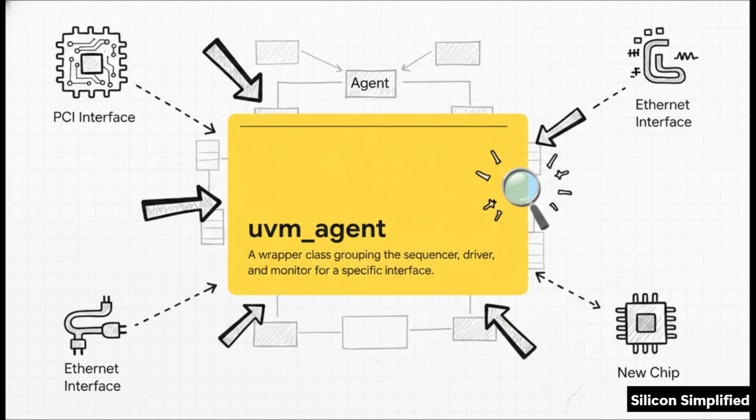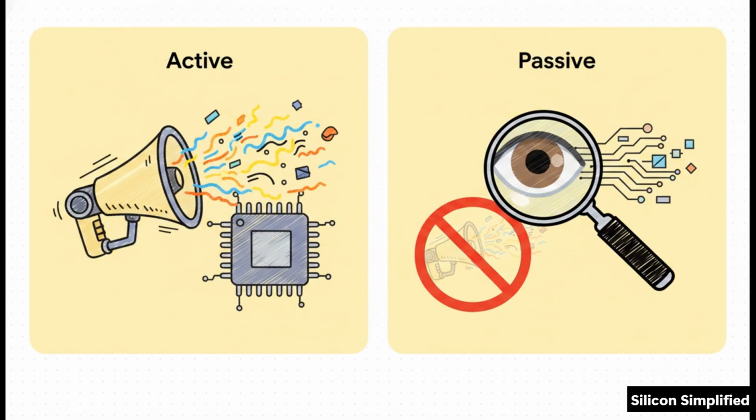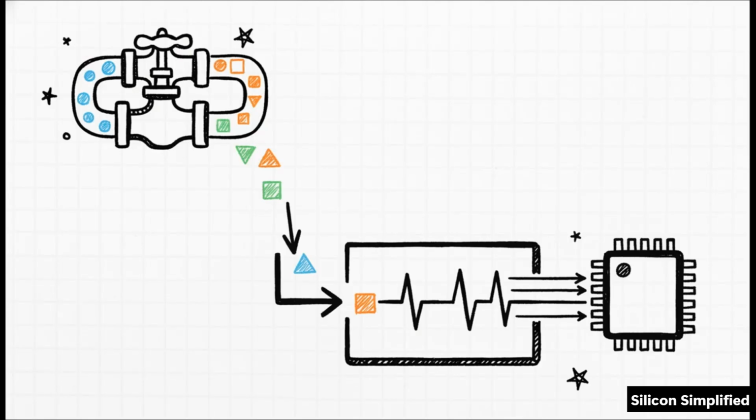You're going to have a dedicated PCI agent and a completely separate, dedicated Ethernet agent. This keeps your structure highly modular. If you need to verify a brand new chip tomorrow that also uses Ethernet, you just copy and paste your entire Ethernet agent over. Boom, done. What's fascinating here is how the agent's internal workings elegantly split into 2 distinct camps: the active participants that physically talk to the design under test and the passive observers. When an agent is configured as active, it uses its sequencer and driver to push data into the hardware. But when it's configured as passive, the sequencer and driver are actually disabled and only the monitor remains active to silently watch the bus.